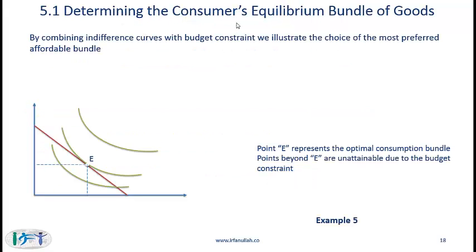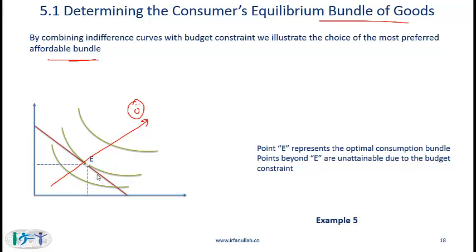Determining the consumer's equilibrium bundle of goods. By combining indifference curves with the budget constraint, we illustrate the choice of the most preferred and affordable bundle. You can look at what's happening over here. These are the different indifference curves for a given consumer, and we've talked about the fact that as we move northeast, the consumer is happier.